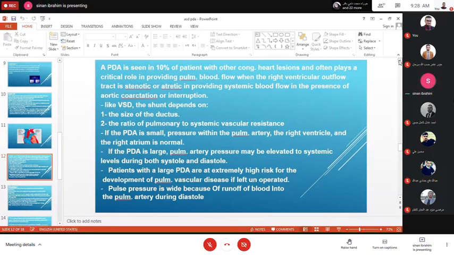PDA is usually seen in 10% of patients with other congenital heart lesions, and often plays a critical role in providing pulmonary blood flow when the right ventricular outflow tract is stenotic or atretic. This will provide systemic blood flow in the presence of aortic coarctation or interruption.